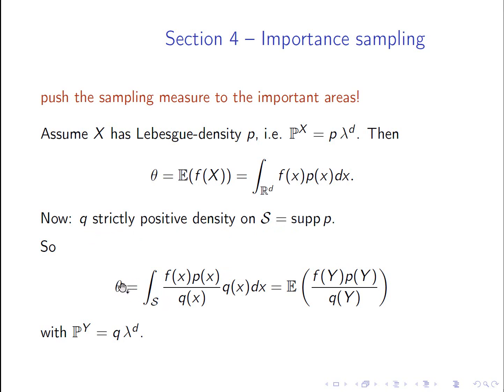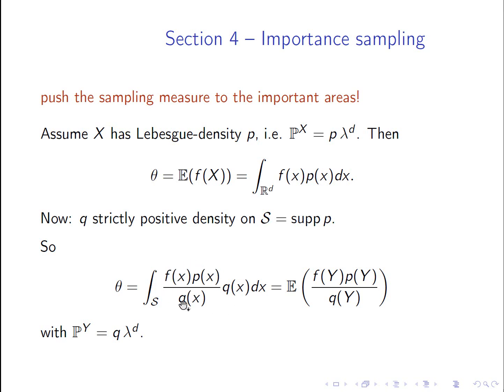Well, since theta is given by the integral over the support of p, f of x, p of x, we can now insert q of x and q of x here and q of x there. So q of x divided by q of x, this is 1, because the supports are respected, we can do this.